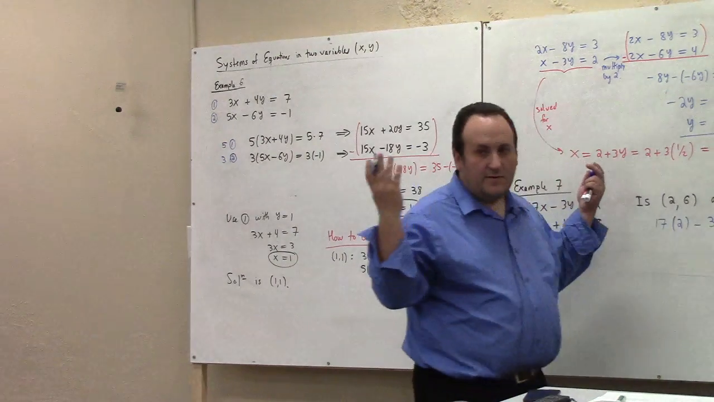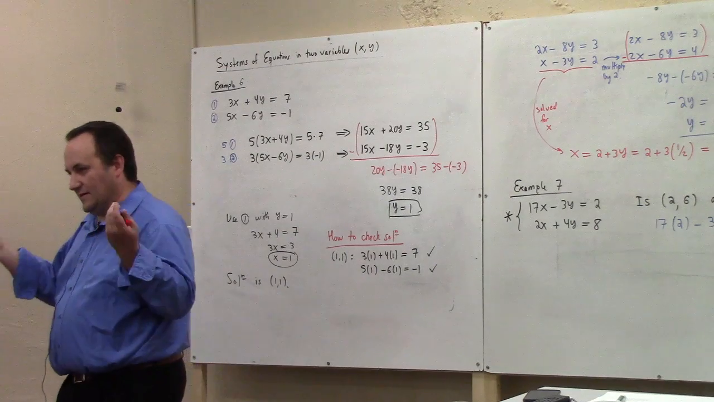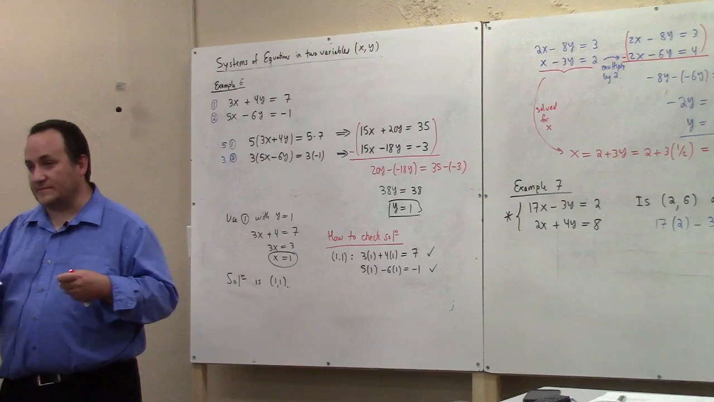And so game over. If your point fails to solve even one of the equations, that's all it takes for it to not be a solution. To be a solution to a system, it has to solve both at once.